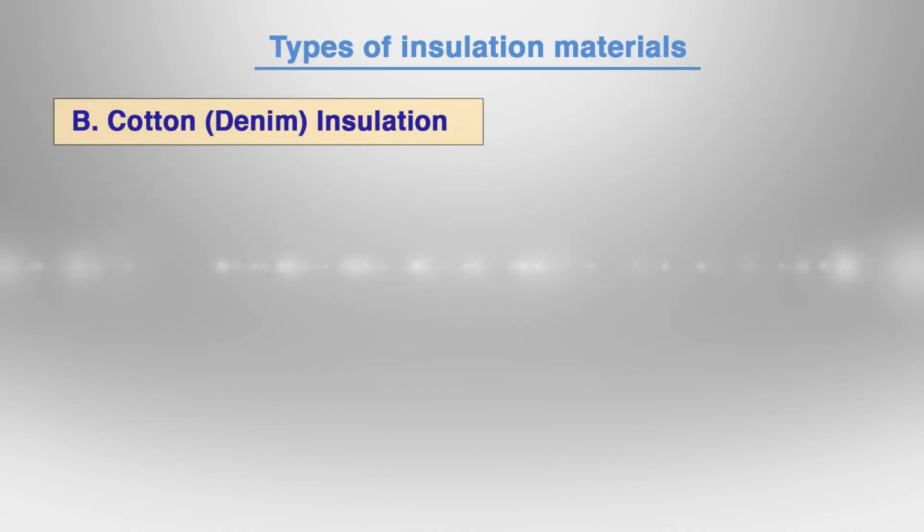Installation technique: wool insulation comes in batts or rolls, similar to fiberglass. It is easy to handle and install, often requiring no special protective equipment. Second one is cotton denim insulation.